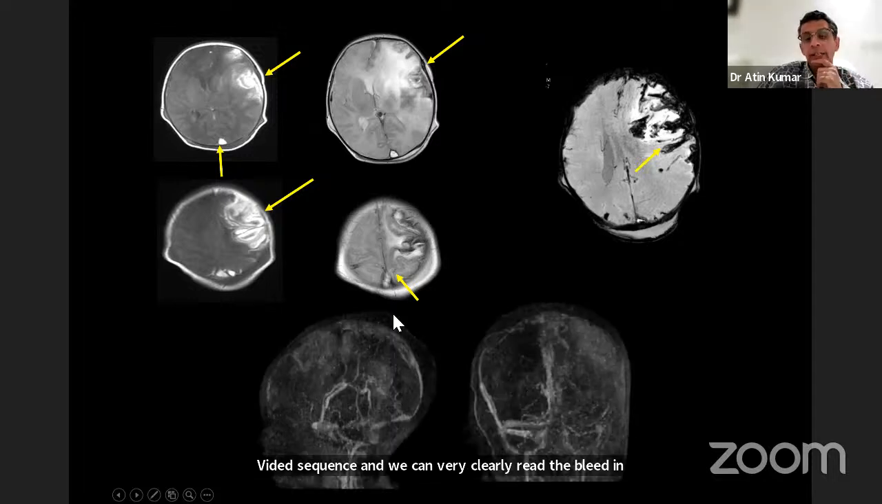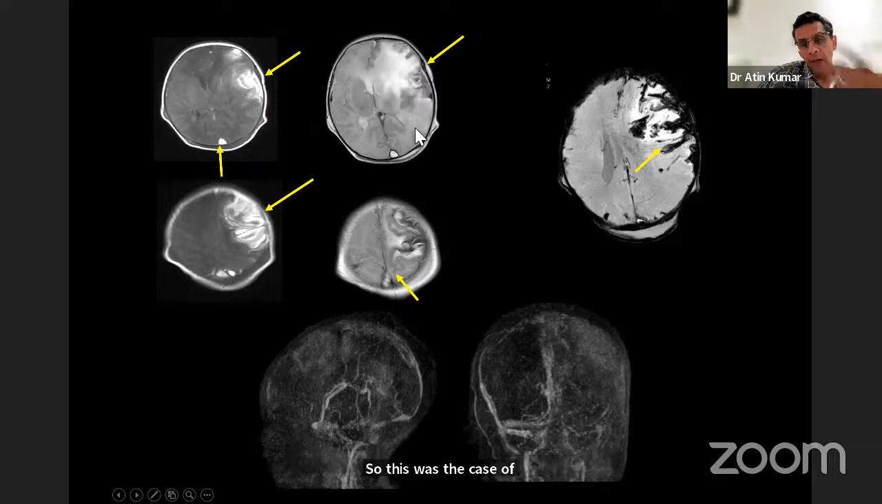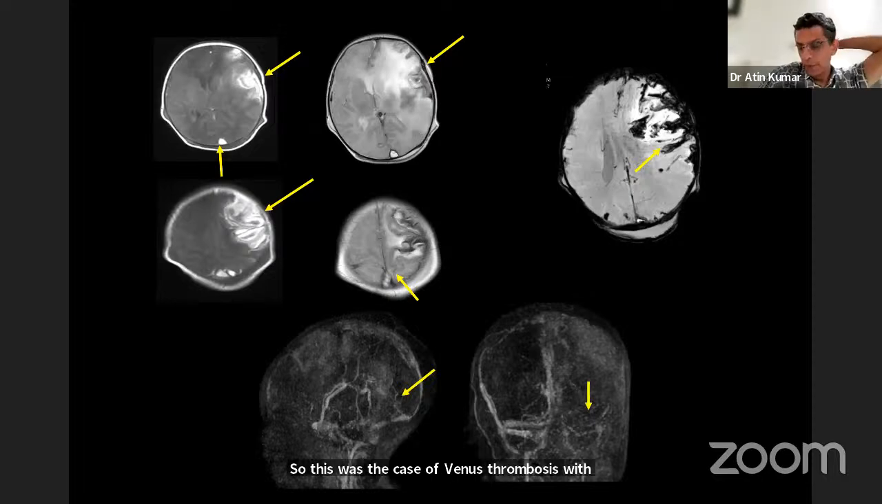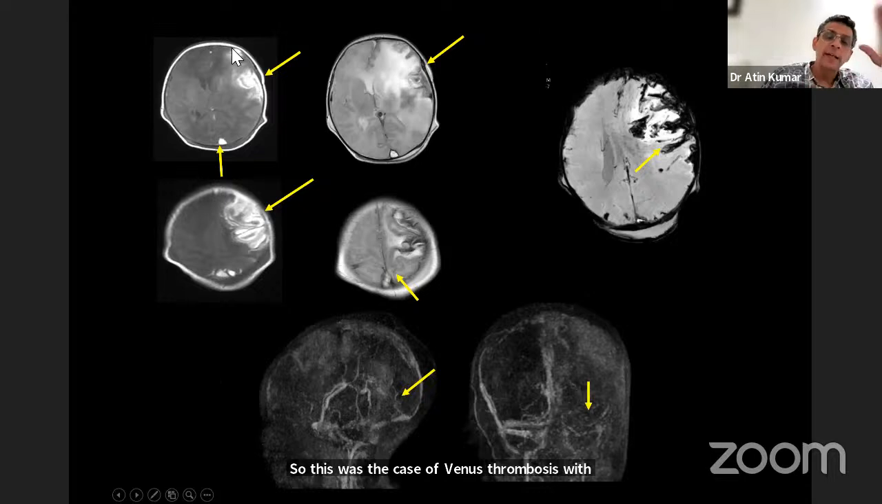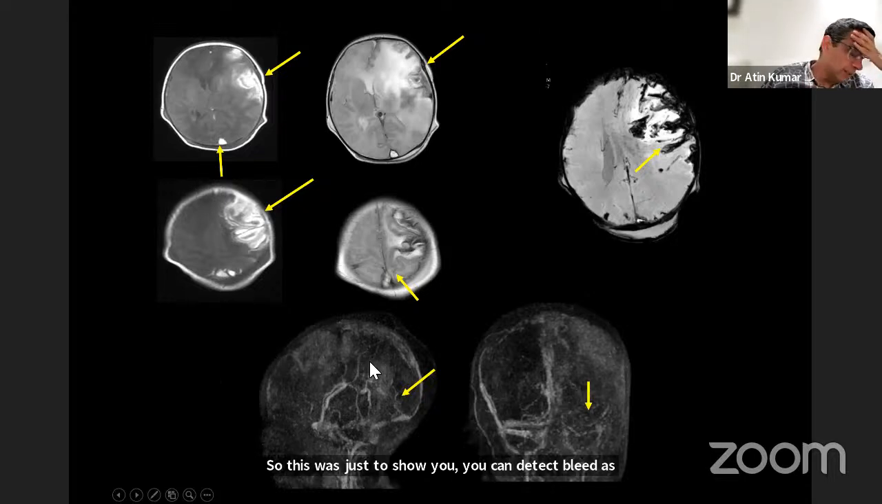In this particular case, since we were suspecting a venous sinus thrombosis, we went ahead and did a contrast MR venogram, and we saw that the superior sagittal sinus, the straight sinus, the left transverse sinus, and the sigmoid sinus showed complete thrombosis. So this was a case of venous thrombosis with hemorrhagic venous infarct in a neonatal age group child. This was just to show you we can detect bleed as well as detect the complications of venous sinus thrombosis very well on MRI.